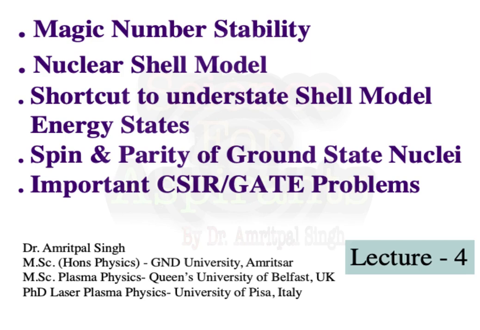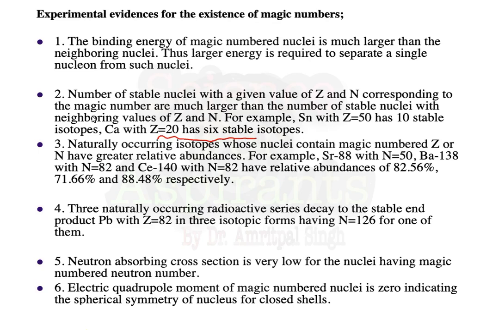Then we will discuss how this idea of magic numbers gave rise to the nuclear shell model, and how people started to think that the nucleus is not something like a liquid drop, which is the collective motion of positive and negative particles. So they found some other way, since magic number nuclei have more isotopes as compared to their neighboring nuclei.